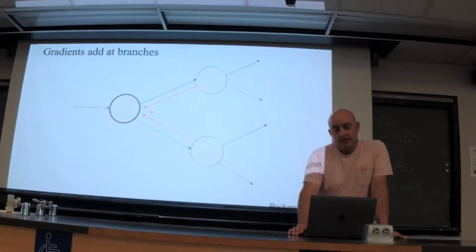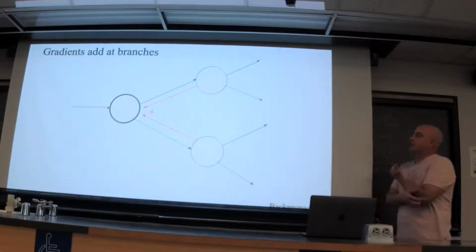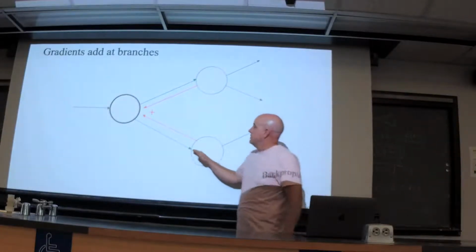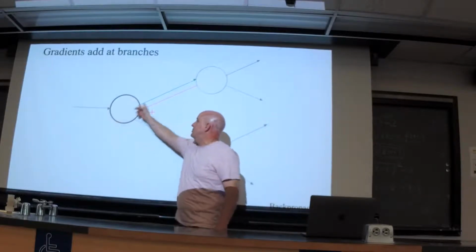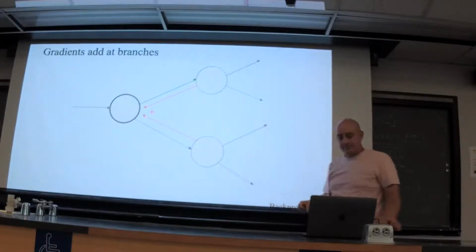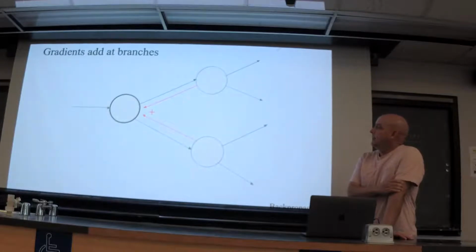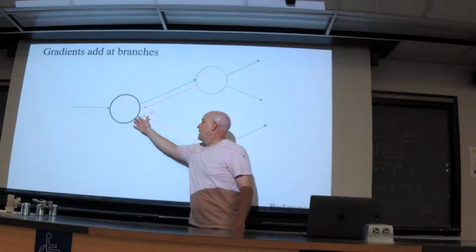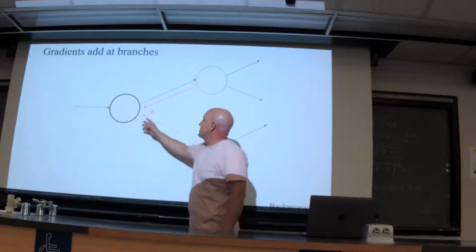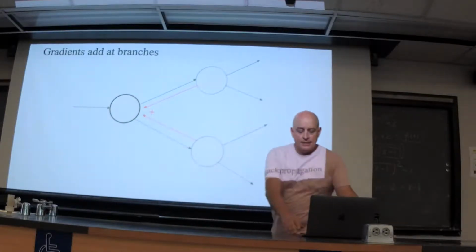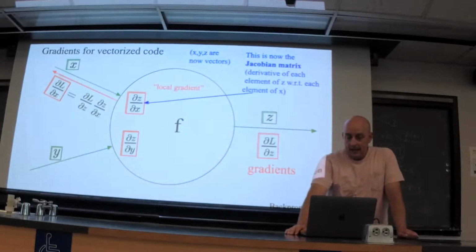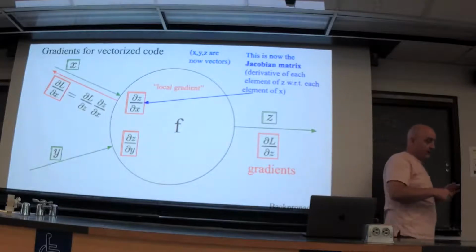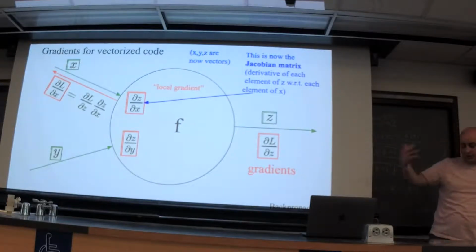Okay, we already sort of mentioned this, but if a node has 2 outputs, the question is, what do you do about the gradients that you computed from either branch? They just add together.